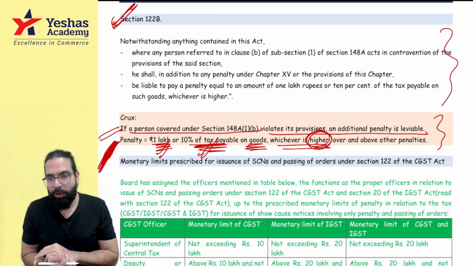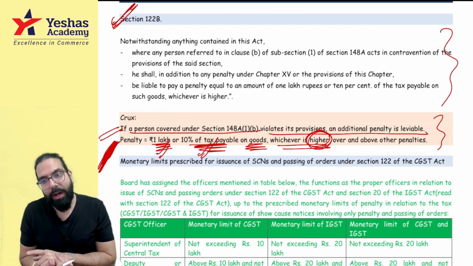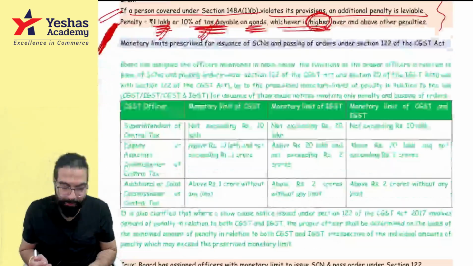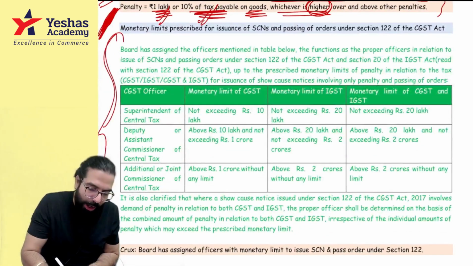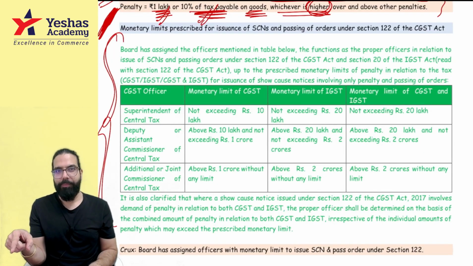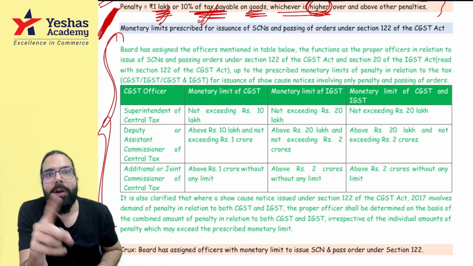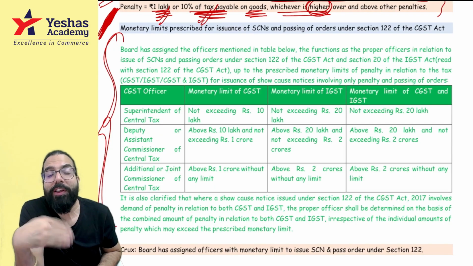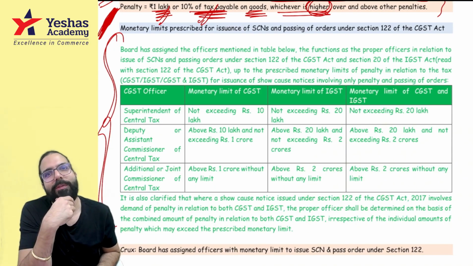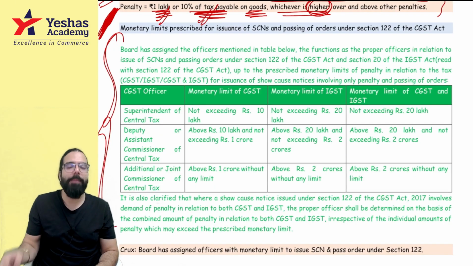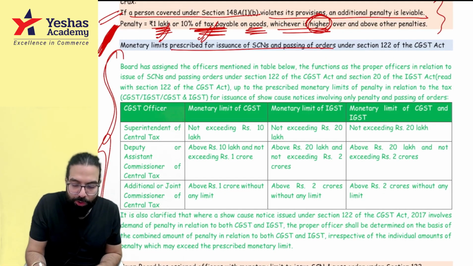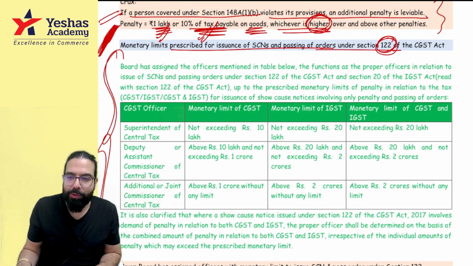Sorry, if I said lower by mistake, it is higher, and this is additional over and above the normal penalty. Now, the same way we just learned about the demand order under section 74A, for issuing penalty orders they have also prescribed the officer, and it is the same. For issuing show cause notice and penalty order under 122, they have told the officer.